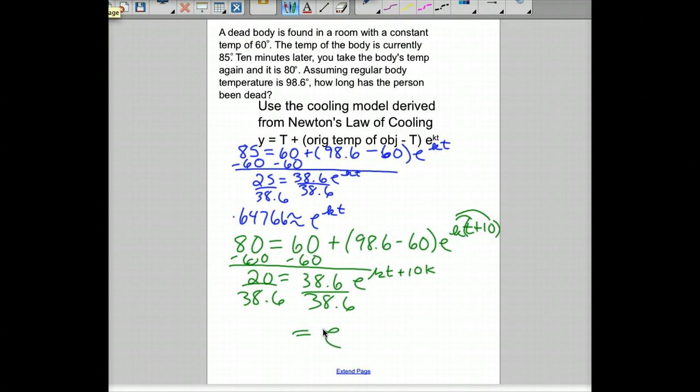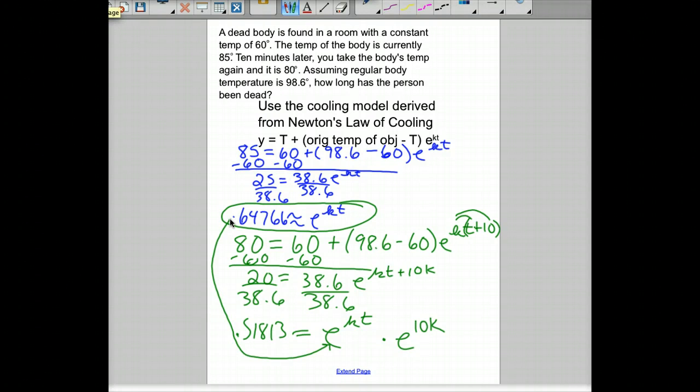Dividing both sides by 38.6, remember what to do with an e whose exponent is added: you can break it up as e to the kt times e to the 10k. And over here, 20 divided by 38.6 is about 0.5183813. Let's leave it like that. So we know that here, e to the kt is 0.64766. Let's put that in here.